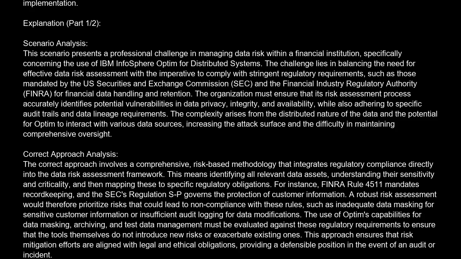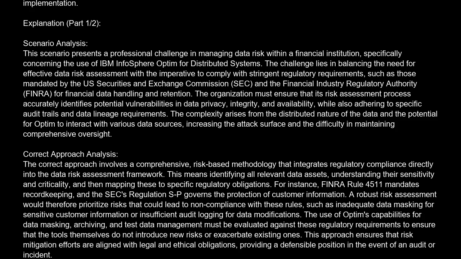Correct approach analysis. The correct approach involves a comprehensive, risk-based methodology that integrates regulatory compliance directly into the data risk assessment framework. This means identifying all relevant data assets, understanding their sensitivity and criticality, and then mapping these to specific regulatory obligations. For instance, FINRA Rule 4511 mandates record-keeping, and the SEC's Regulation S-P governs the protection of customer information. A robust risk assessment would therefore prioritize risks that could lead to non-compliance with these rules, such as inadequate data masking for sensitive customer information or insufficient audit logging for data modifications.